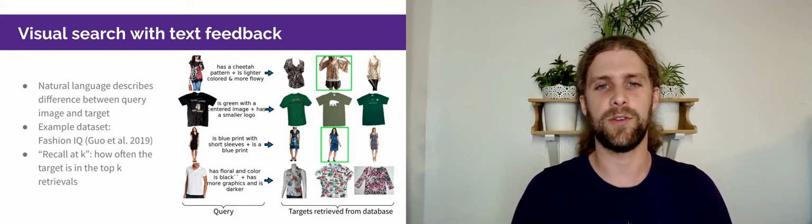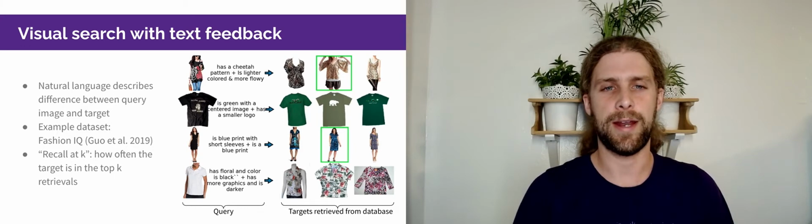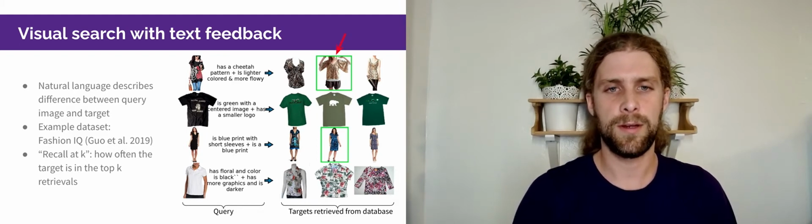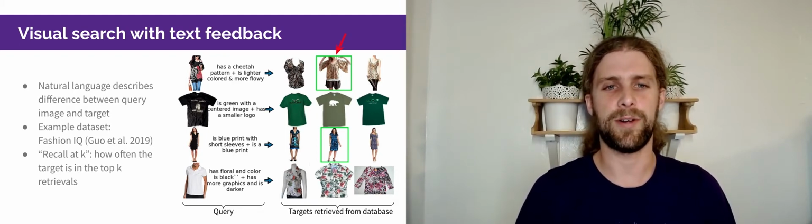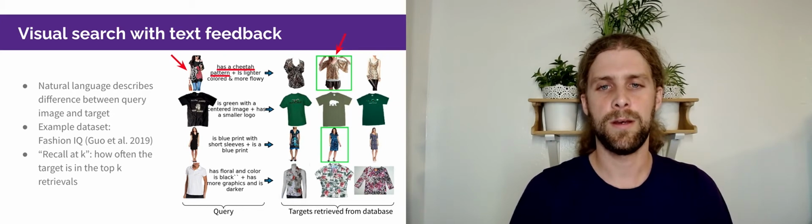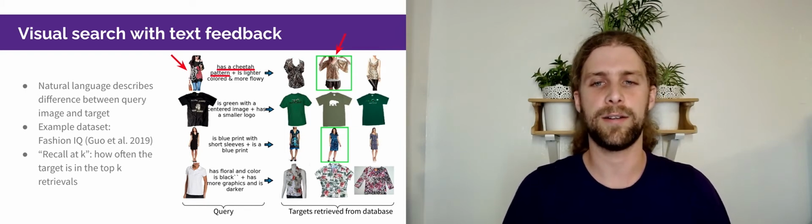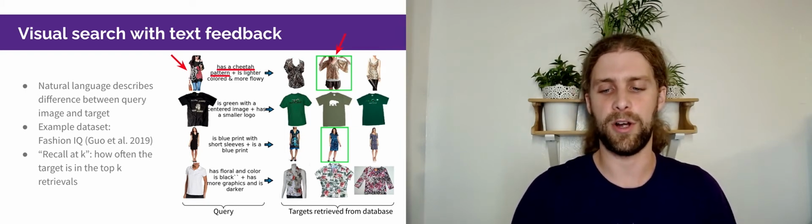For this presentation, I'll focus on the Fashion IQ dataset introduced by Guo et al. last year. They showed pairs of images to annotators and asked them to write short descriptions of the differences between the pictured items. For example, this top in the first row with a green box around it has a cheetah pattern, which distinguishes it from the black top in the query image according to one annotator. Our model's top 3 retrievals for this query include the cheetah print top and a couple items with similar patterns that are not labeled as correct and therefore considered wrong for the recall at k metric.